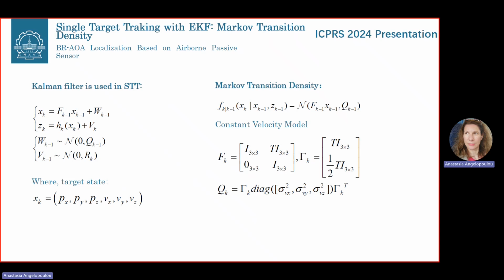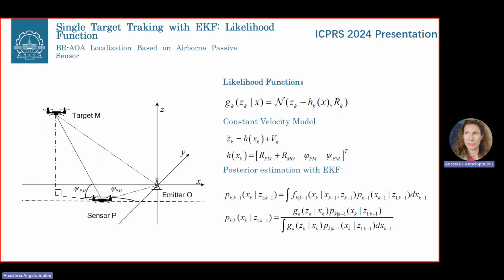A constant velocity model is employed to forecast the probability density function of the target states, which can also be expressed in the form of Markov transition density. The likelihood function is constructed by linearizing the BRAOA measurement model using the extended Kalman filter approach, and then the posterior estimation of the target states can be calculated using the Bayesian recursion.